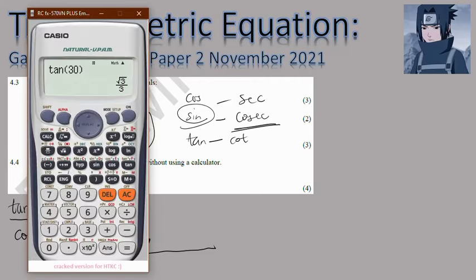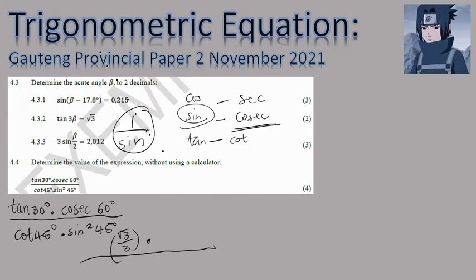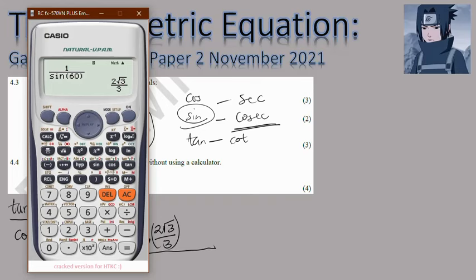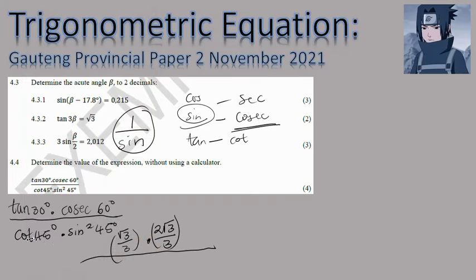Now that's where you need your calculator. 1 over sine of 60. Easy as that. Don't waste your time. That gives you 2 root 3 over 3. Boom. There you go. 2 root 3 over 3. You see that? Easy. And then you get to this part that says cotangent of 45 degrees.